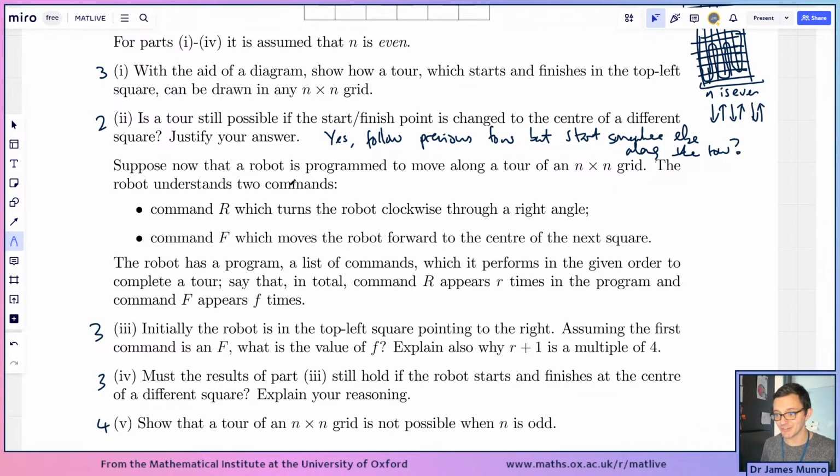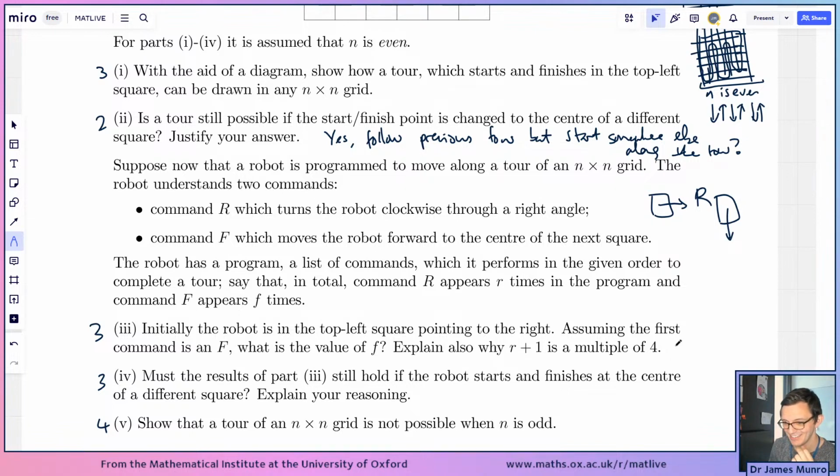There is a robot in this question. Here it is. The robot is called Robert. That's not in the question, but it is in my head. They're programmed to move along the tour. Brilliant. Good job, Robert. The robot understands 2 commands. The command R, which turns the robot clockwise through a right angle. Clockwise. Which way is clockwise? Wait. Clocks. Okay. R. Okay. And F, which moves forward.